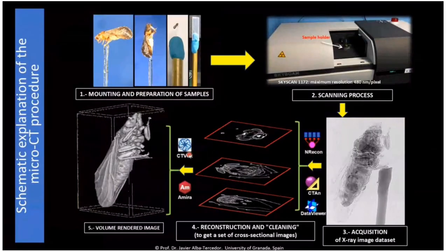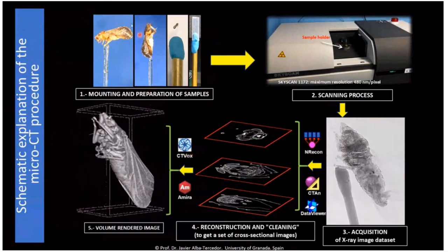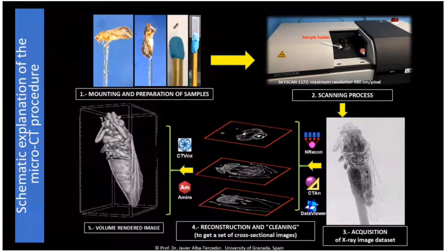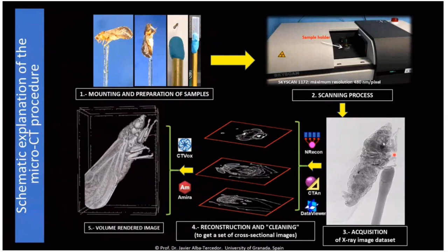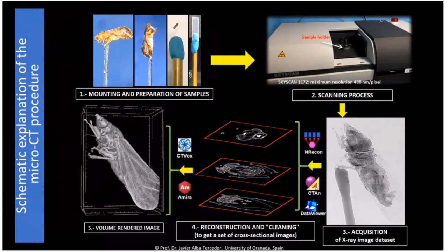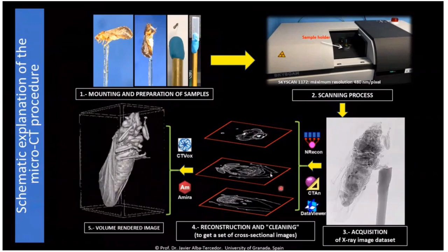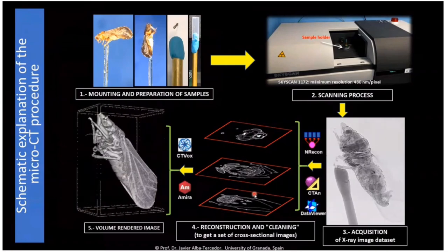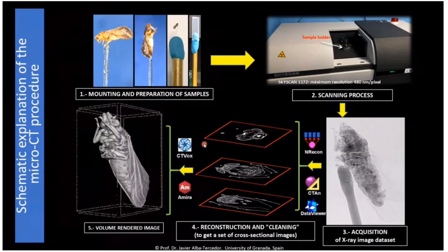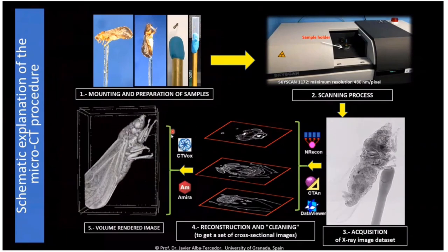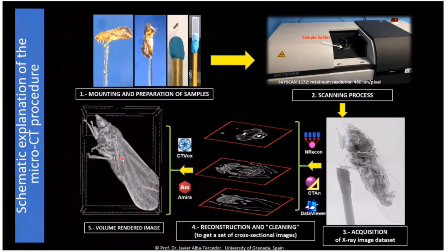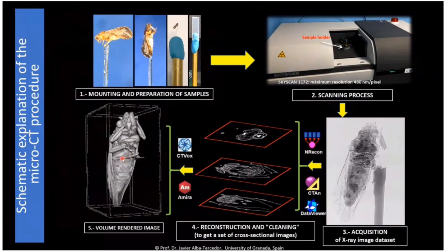So this is a schematic way to see what is happening. We have the prepared sample. We put it in the sample holder inside the instrument. We scan it, so we get a lot of X-ray images, and then with reconstruction software, cleaning the image and orienting it appropriately, we can get beautiful cross-sectional images, many hundreds or thousands of them, that with rendering software we can turn into rendered images, in this case of the external anatomy. But we can go inside, I will show in the next picture.